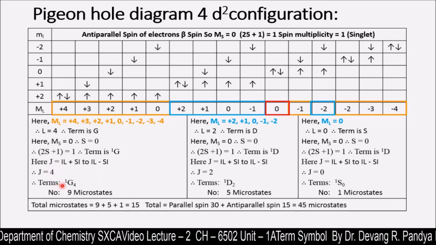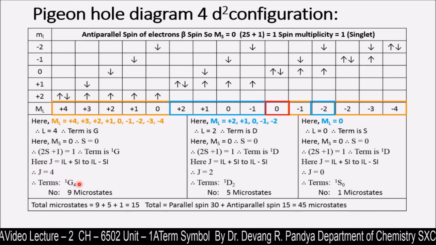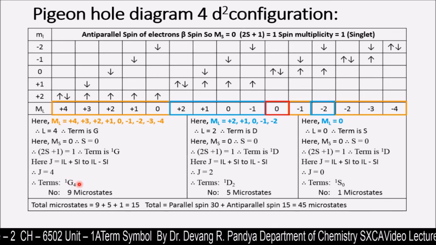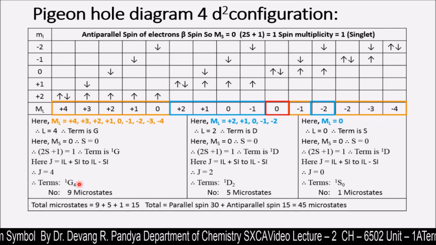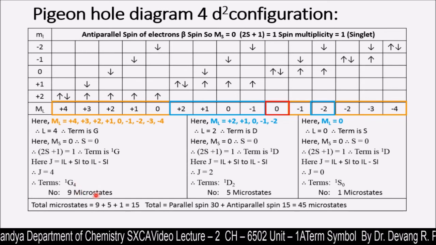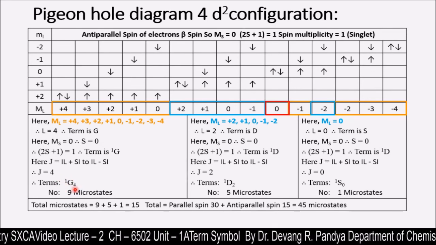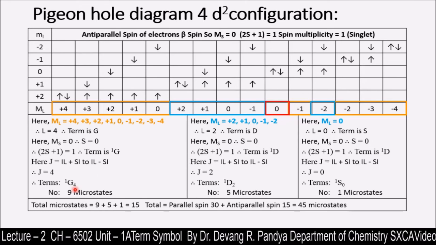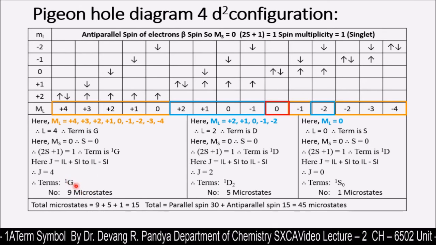and therefore the term would be 1G4, and that 1G4 should be assigned to +4, +3, +2, +1, 0, −1, −2, −3, −4, a total of 9 microstates. We can assign this one set of term symbol. These are similar microstates having the same term symbol, that is 1G4.